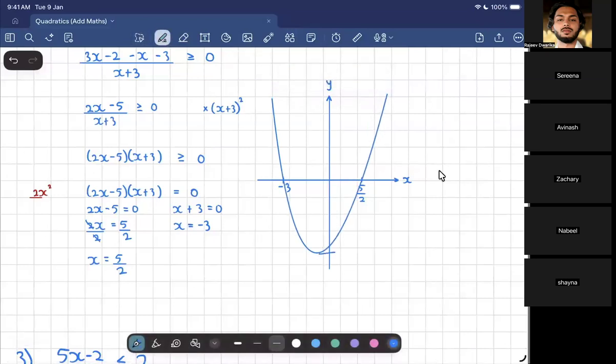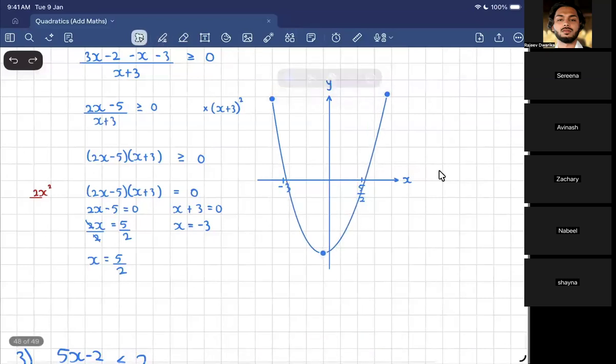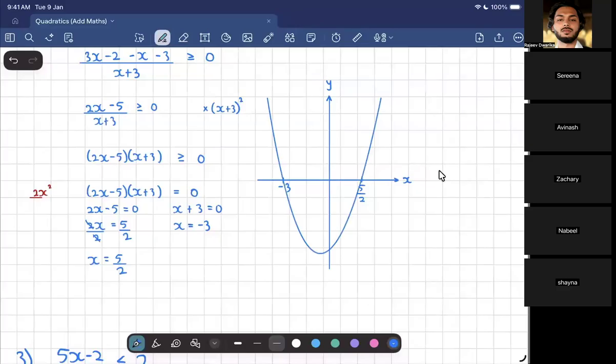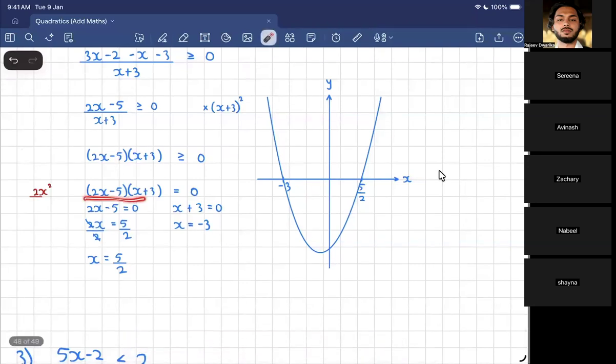Avinash, why is this our minimum graph? Talk to me. Because the number is positive. Remind me, what was the coefficient for x squared here? 2. Yeah, because when you expand this out, you're going to get 2x squared.